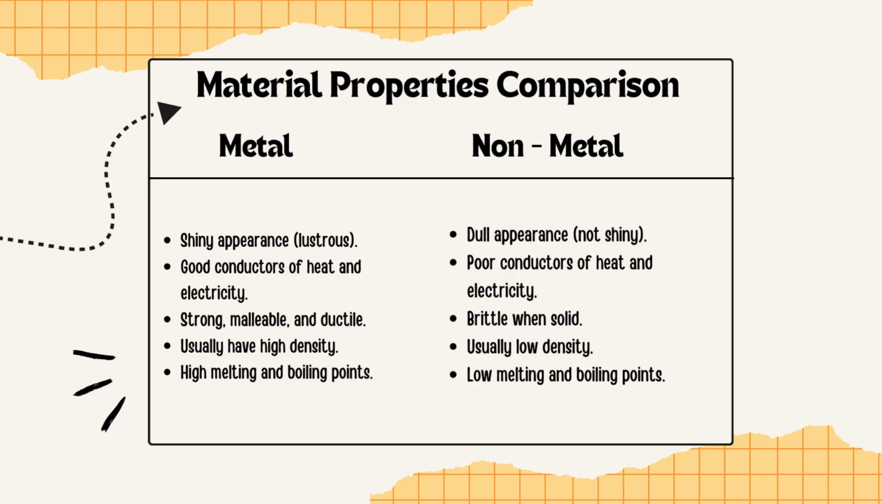Next, let's compare the material properties of metals and non-metals. Metals are usually shiny, strong, and can be bent or stretched without breaking. They conduct heat and electricity very well because of their free electrons. Non-metals are quite different, they are usually dull, brittle, and poor conductors. Many non-metals are gases or soft solids at room temperature. These differences happen because of the way their atoms are bonded and arranged.